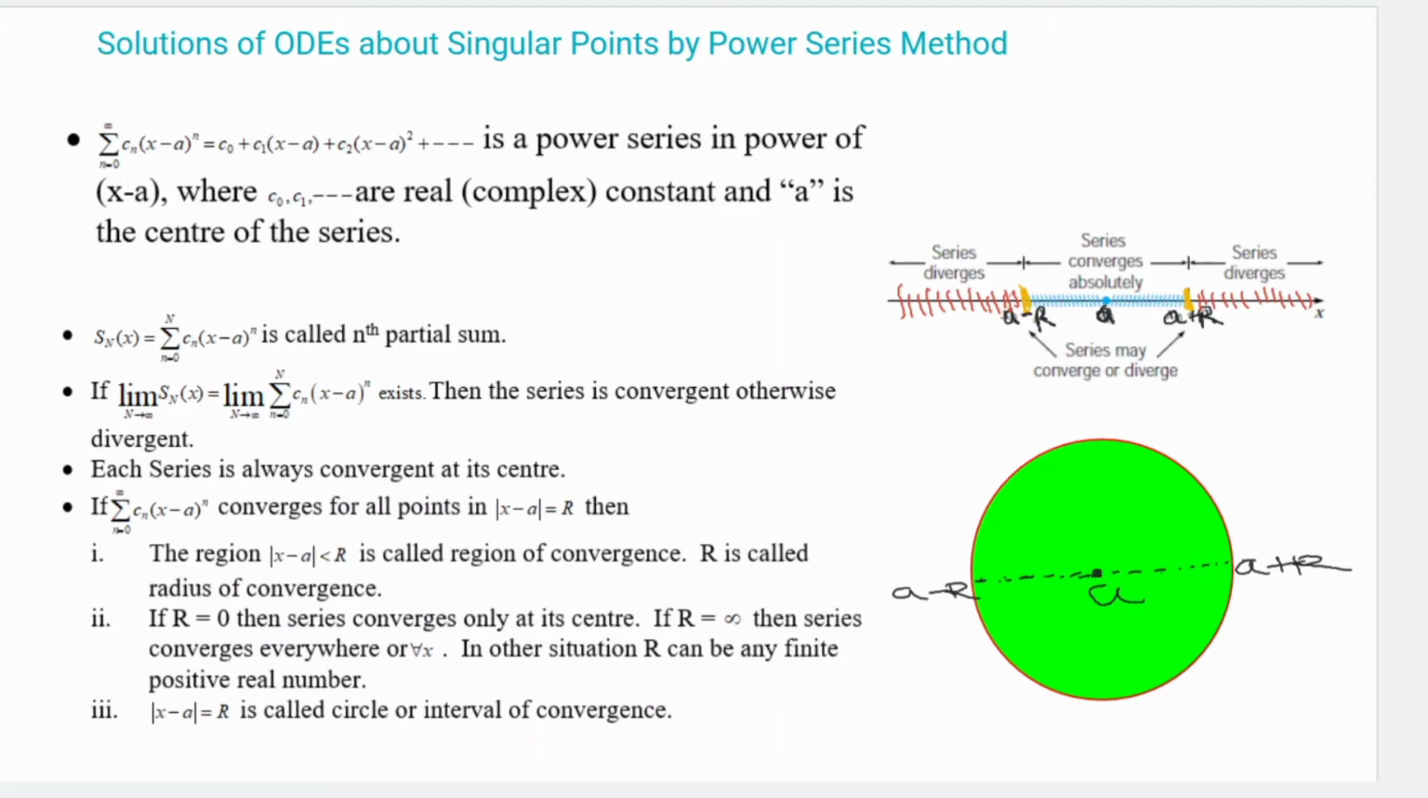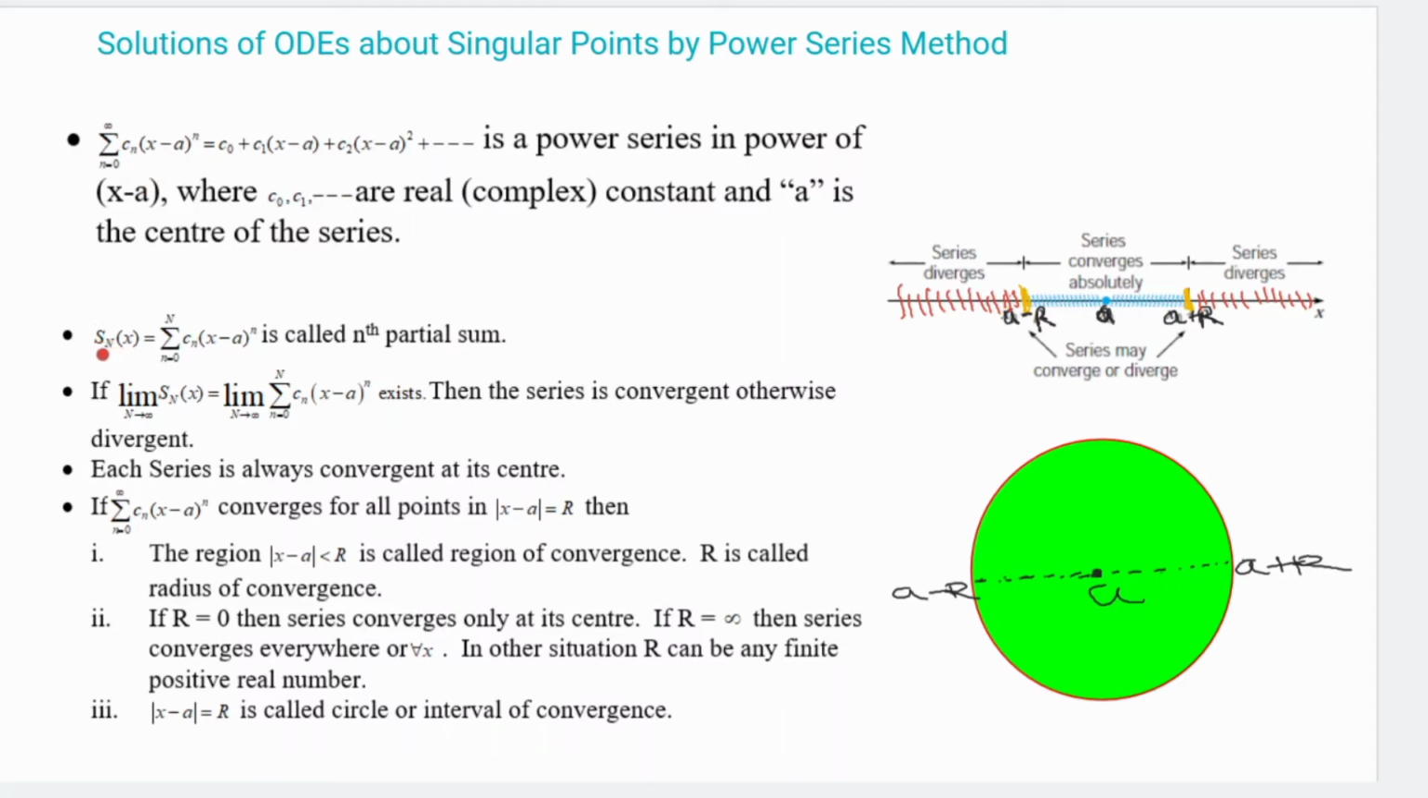Today we are going to discuss how to apply power series to solve ordinary differential equations. So let us consider a power series, say sum n equals 0 to infinity of Cn (x minus a) to the power n. This is a power series of x minus a, where C0, C1, C2 are constants. They can be real numbers or complex numbers, and a is the center of the series.